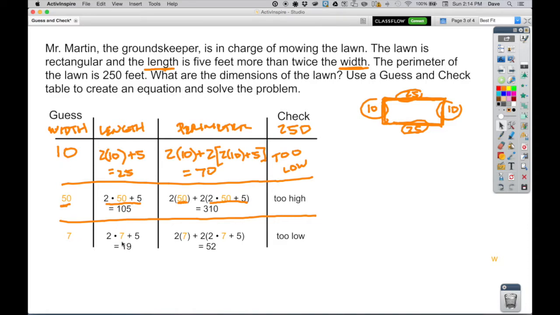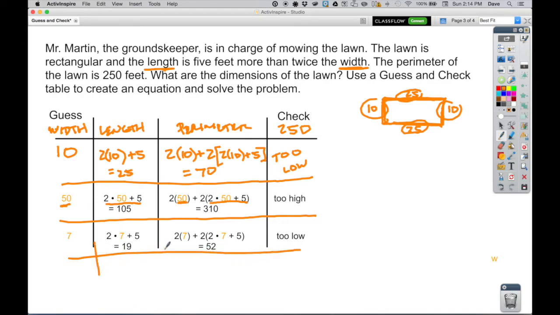And you can see we're just using the same pattern. Double the width plus 5, 19. To add up all 4 sides for the perimeter, we've got 2 of those 7s plus 2 of this 2 times 7 plus 5. Turns out to be 52, is too low. Okay, here's the part we care about.